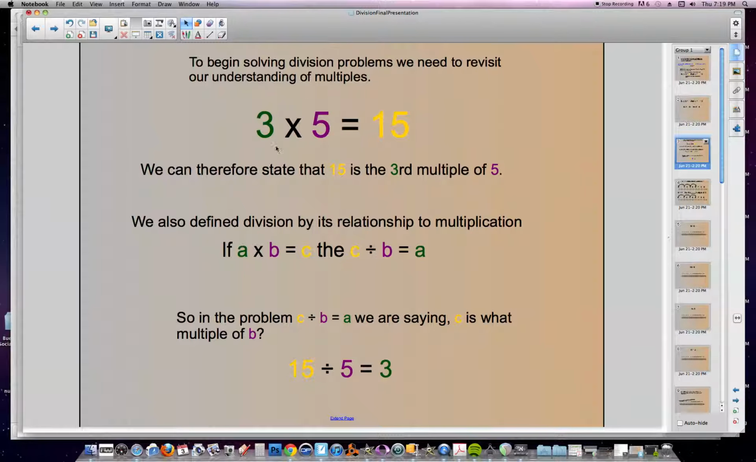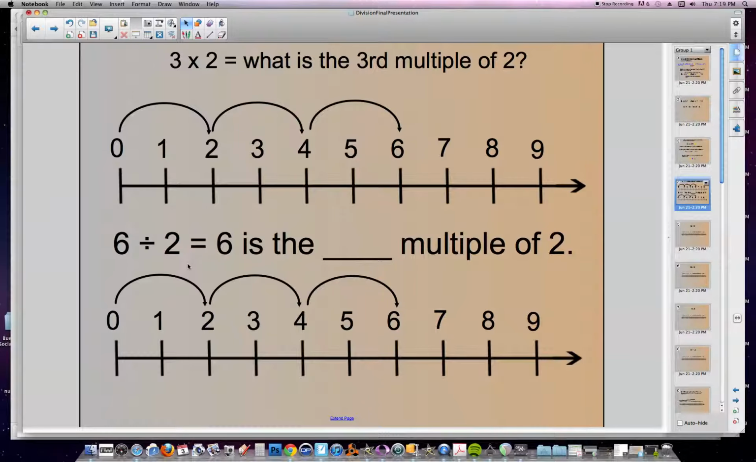So just like we can say that 15 is the third multiple of 5, we can say that 15 divided by 5 is 3. The same thing, it's just 2 different ways of writing it. Visualizing this on a number line is really critical. We can say, okay, well, let's see, 3 times 2. What's that going to be? What's the third multiple of 2? Well, 1, 2, 3, it's 6. Retrospectively, we can say, I have some number 6, and I want to know what multiple of 2 that is. Well, 6 divided by 2 means 6 is the blank multiple of 2. Well, what is it? It's the third multiple of 2.